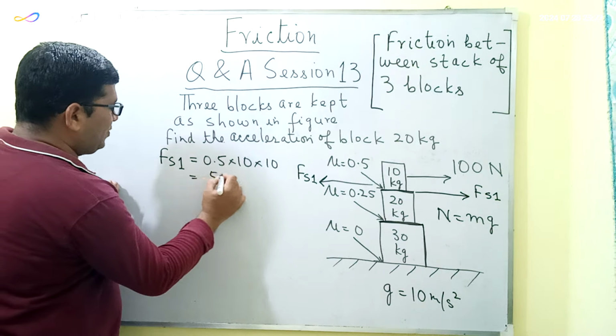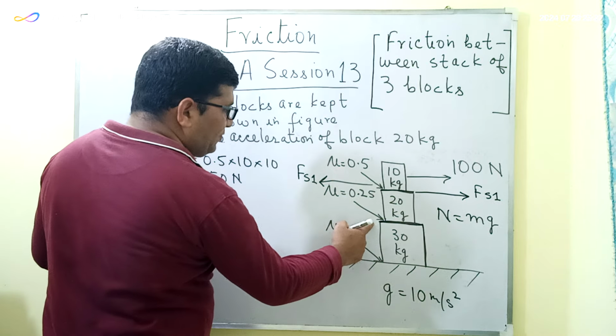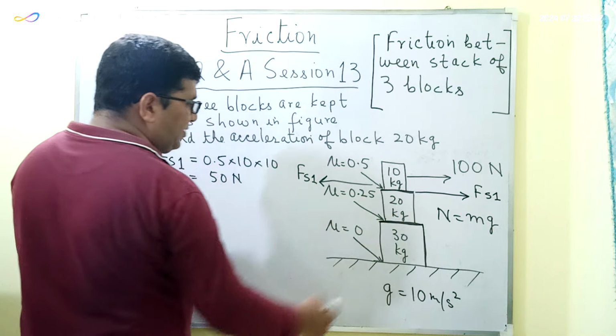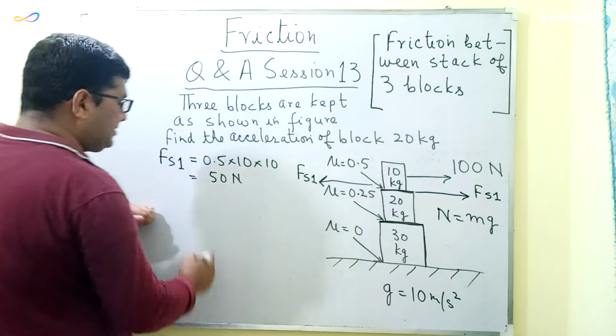Now this force of friction will be acting in this backward direction for this block of 10 kg, and the same force of friction will be acting in the forward direction for this 20 kg block. Now let us calculate the magnitude of the force of friction at this interface. So let us take the interface of 20 kg and 30 kg. Let us denote that force of friction as Fs2.